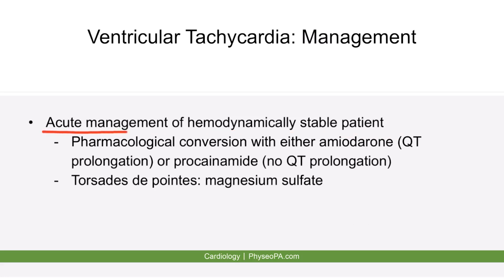Stable patients can be converted to normal sinus rhythm using antiarrhythmic medications. Procainamide is used if there is no prolonged QT interval, and amiodarone if there is a prolonged QT interval or risk of prolonging the QT interval. For Torsades de pointes, we administer magnesium sulfate.